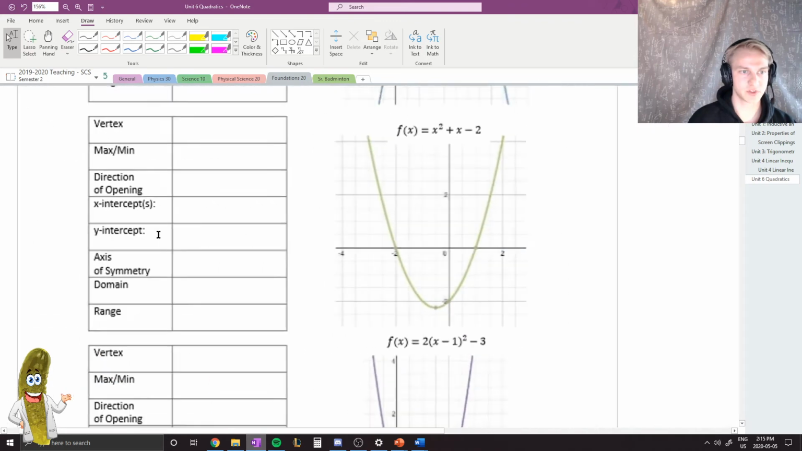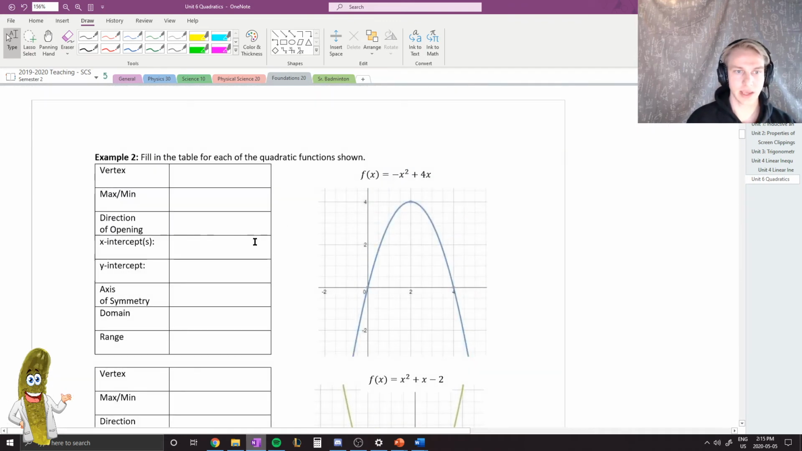Okay. So what we want to do now is we're going to fill in the table for each of these graphs. So what I would like everyone to do is I would like everyone that has a mic, which I know a few of you do not, can you unmute yourselves and we'll walk through these questions together.